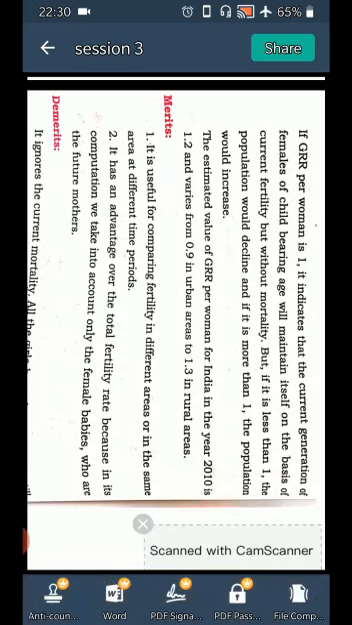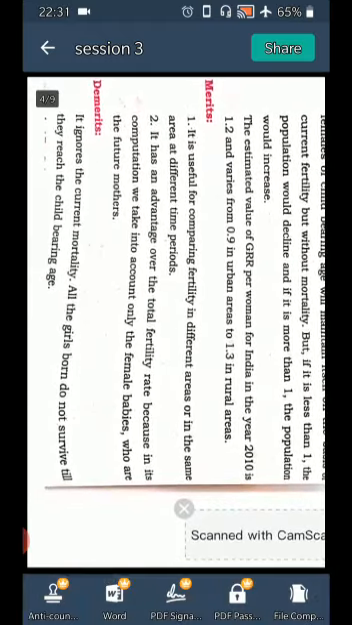The second one, it has an advantage over the total fertility rate because in its computation we take into account only the female babies who are the future mothers. The demerit is that it ignores mortality. All the girls born do not survive till they reach the childbearing age. We really never know that if the girl child is born, she has to survive till her fertility period, that is she has to be alive from 15 to 49. If she is not alive, then that is the biggest demerit. So these are the merits and demerits of GRR.